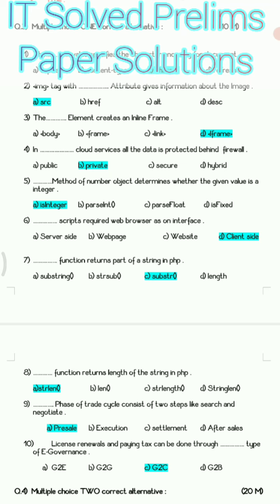Dash phase of the trade cycle consists of two steps like search and negotiation. Now this is basically from the chapter e-commerce. So it is a trade cycle stage called pre-sale, in which you have two steps like search and negotiation. Next, license renewals and paying tax can be done through Dash type of e-governance. So it is nothing but government to customer.